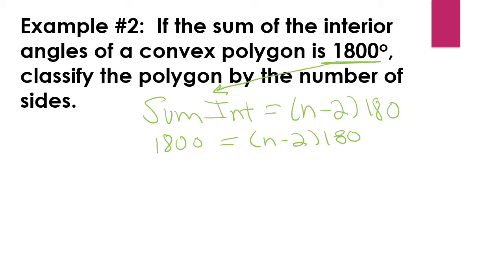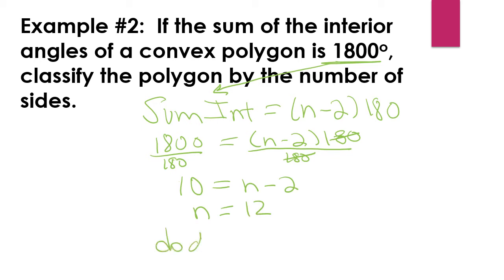At this point, I want you to hit pause, and I want you to do the algebra and determine the number of sides and classify the polygon. If you have done your math correctly, you could have done this one of 2 ways. I'm going to divide by 180, so I get 10 equals n minus 2 because my 180s cancel out. If I add 2 to each side, I have n equals 12. So technically, we call this a dodecagon, a polygon with 12 sides.